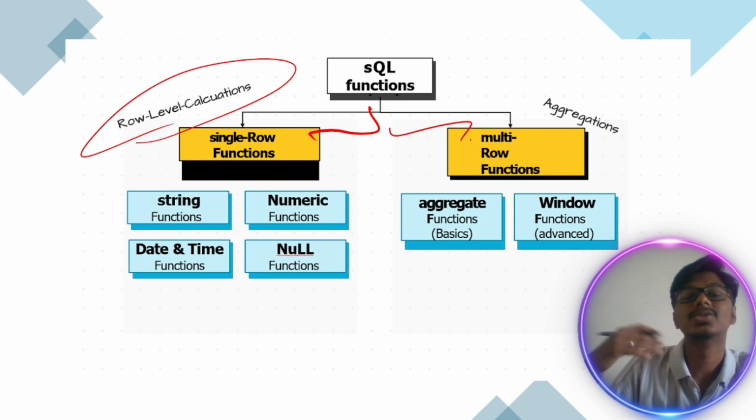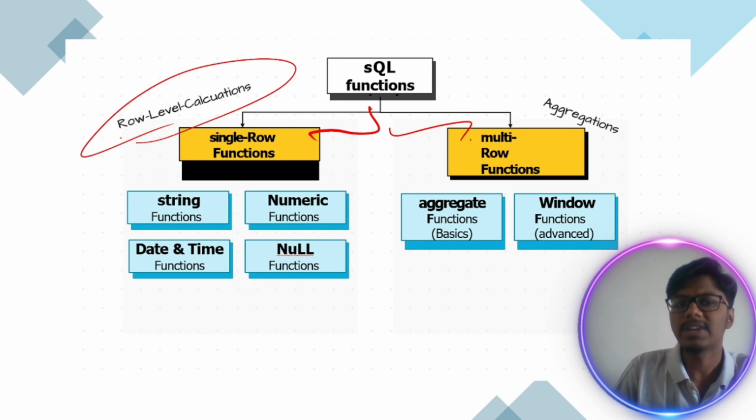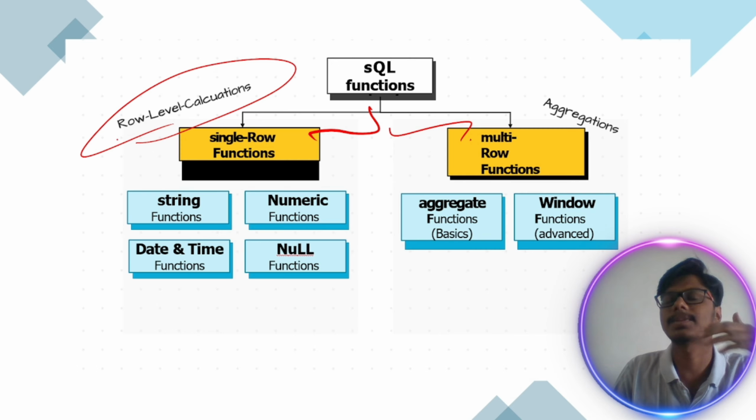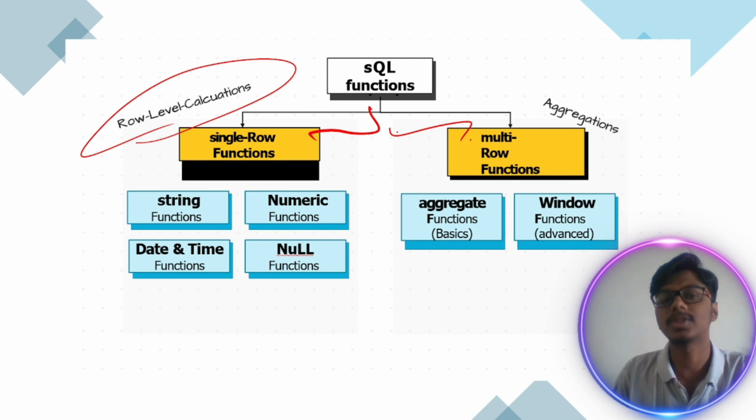So now, what are the use cases of single row functions? What are the use cases of multi row functions? The use case of single row functions is row level calculations, guys. What is meant by row level calculation? Let's discuss these concepts later, but as of now, we want to discuss the single row function.